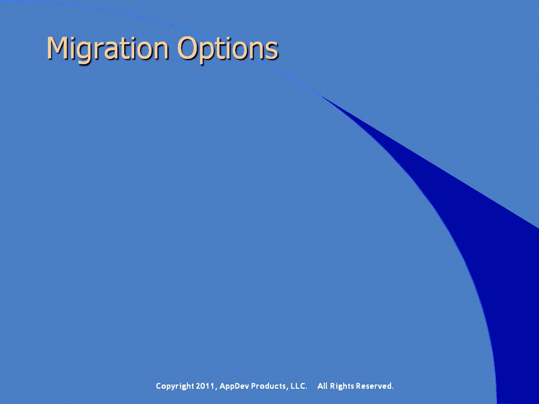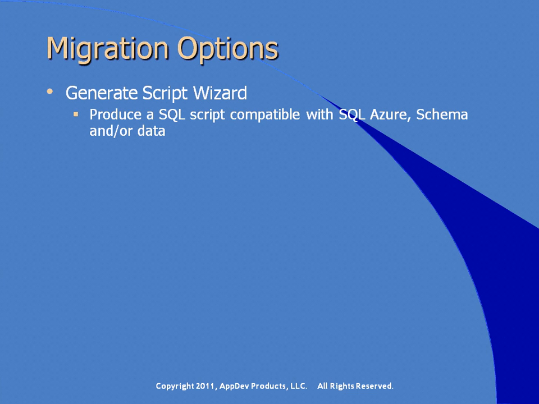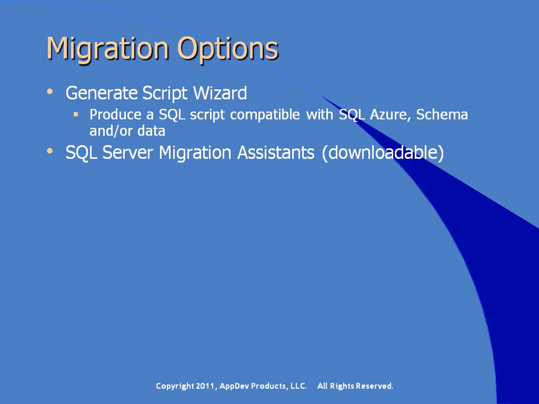So let's talk about some of the migration options, about how to get your local on-premise SQL Server database into SQL Azure. And there really are several options that you have. The first one being the Generate Script Wizard, which is built into SQL Server Management Studio. This simply produces a script that is compatible with SQL Azure. Now, this option is only available in SQL Server 2008 R2, but not available in earlier versions, meaning it's not available in SQL Server 2008 or 2005. You do have the SQL Server Migration Assistants, and these are downloadable from the MSDN website. These migration assistants do provide the ability to migrate from MySQL, Oracle, Access, SQL Server, and things like that. Again, these can be found on the MSDN website.